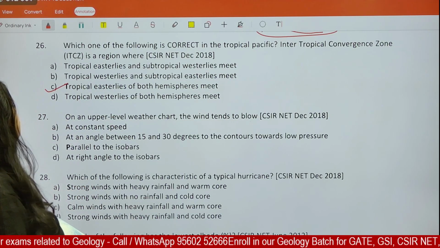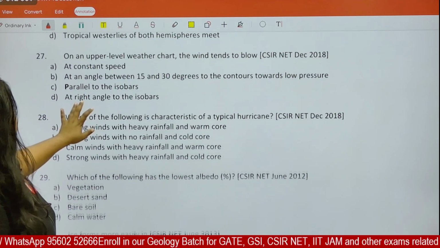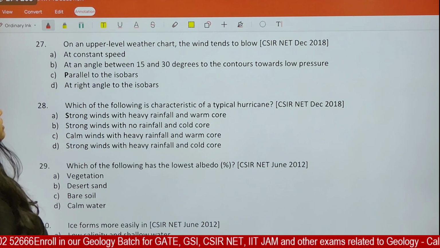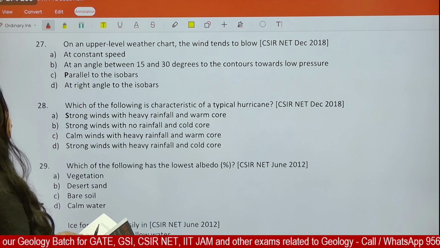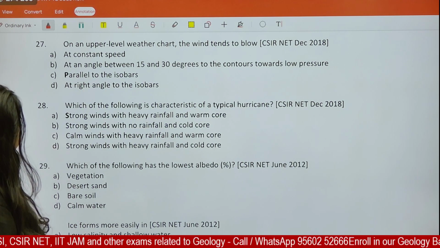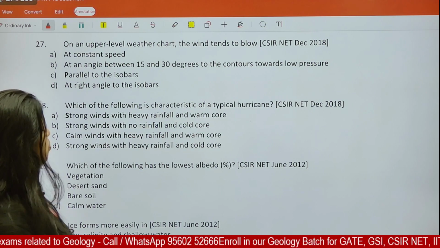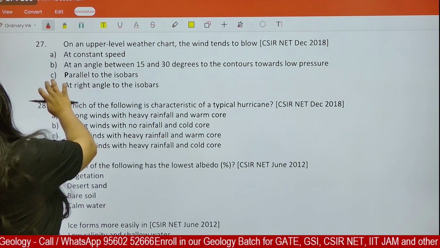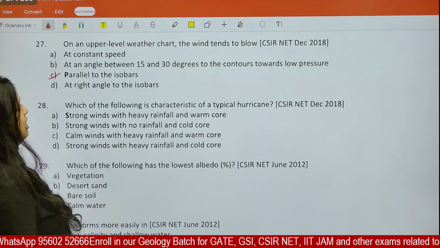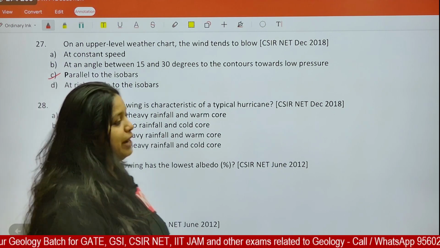ITC is a region where tropical easterlies of both hemispheres meet. On an upper level weather chart, the winds tend to blow at constant speed or at an angle between 15 and 30 degrees to the contours towards low pressure, parallel to the isobar. This is the correct answer. In the upper level weather chart, winds tend to blow parallel to the isobar.